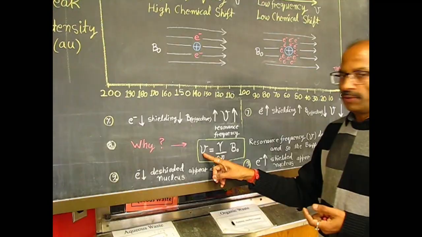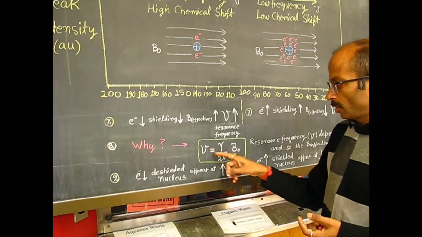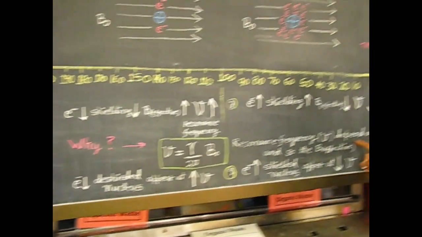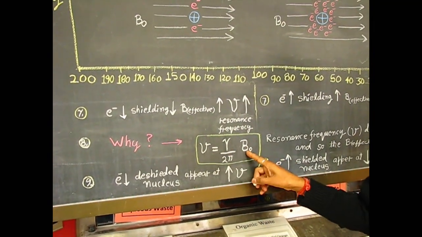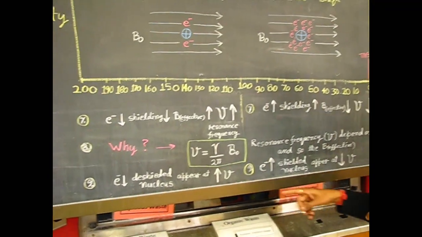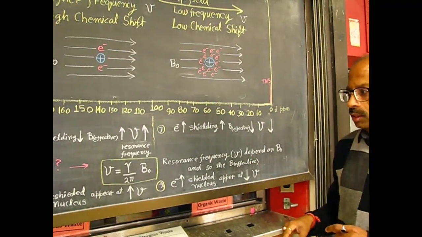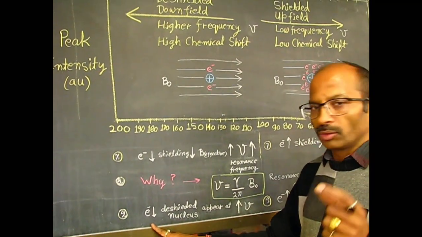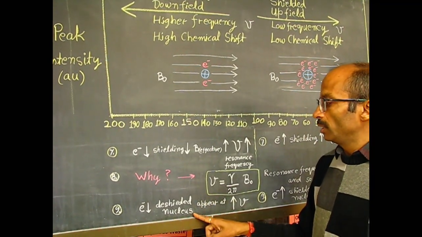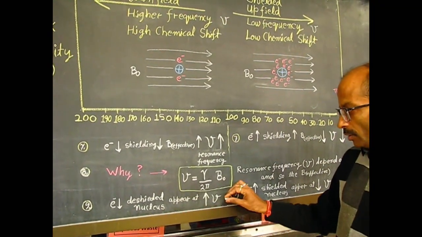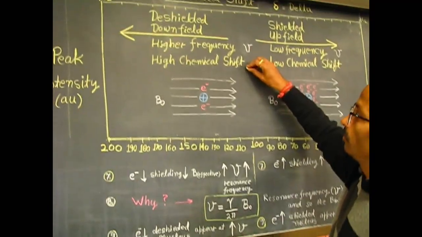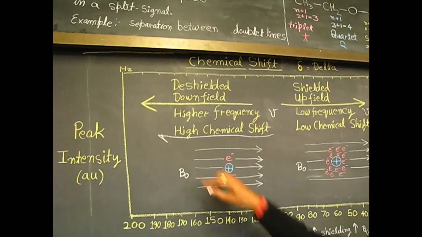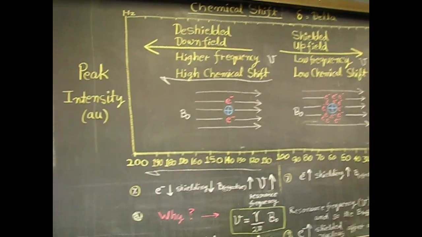According to the formula, resonance frequency equals gamma over 2 pi times B0. So resonance frequency depends on B0, with a direct relationship. If B0 is high, resonance frequency will be high, and so is B effective. So if electrons are fewer around the nucleus, it is called a deshielded nucleus, and it will appear at a very high frequency. That is why we said high chemical shift or high frequency means a higher ppm value.